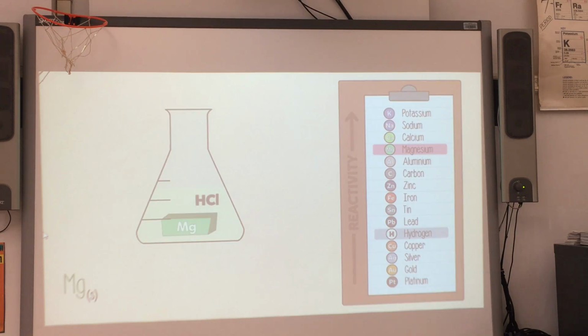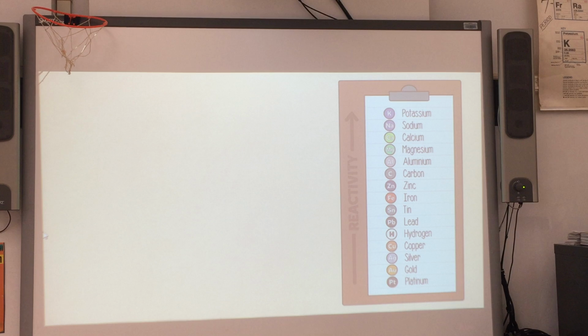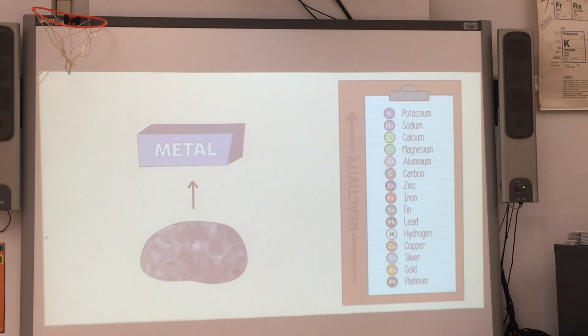Magnesium metal will dissolve in hydrochloric acid, releasing hydrogen gas and forming aqueous magnesium chloride. Since platinum is lower than hydrogen on the series, it will be unreactive in hydrochloric acid. This series is also important when it comes to the extraction of metals from their ores.